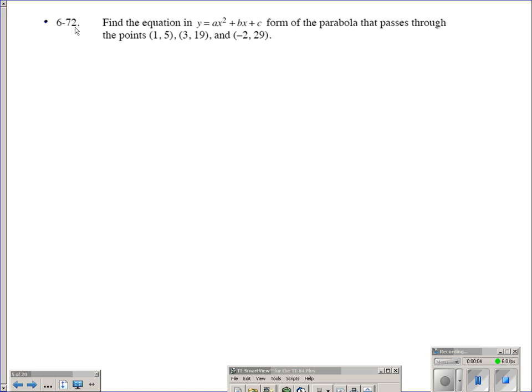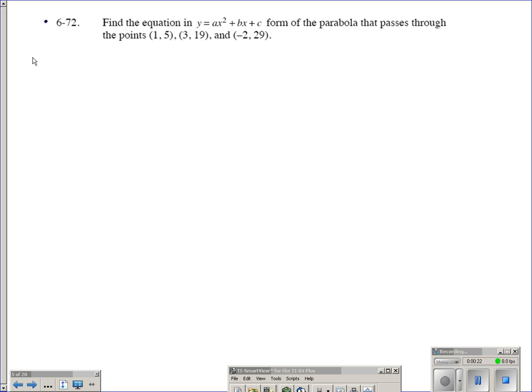Problem 6-72. Find the equation in y equals ax squared plus bx plus c form of the parabola that passes through the points (1, 5), (3, 19), and (-2, 29).